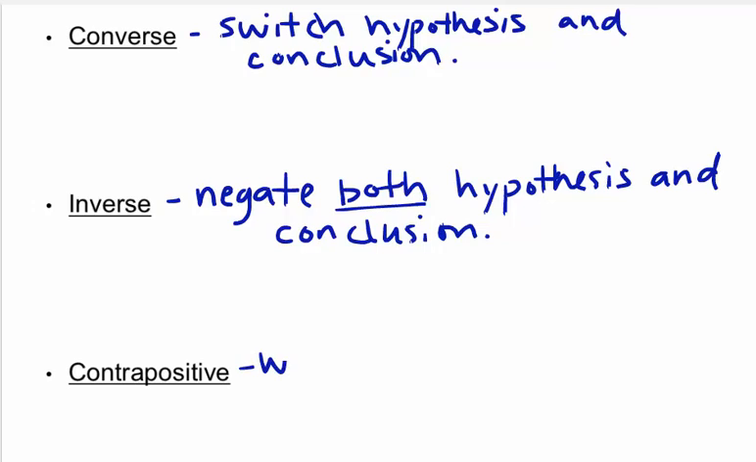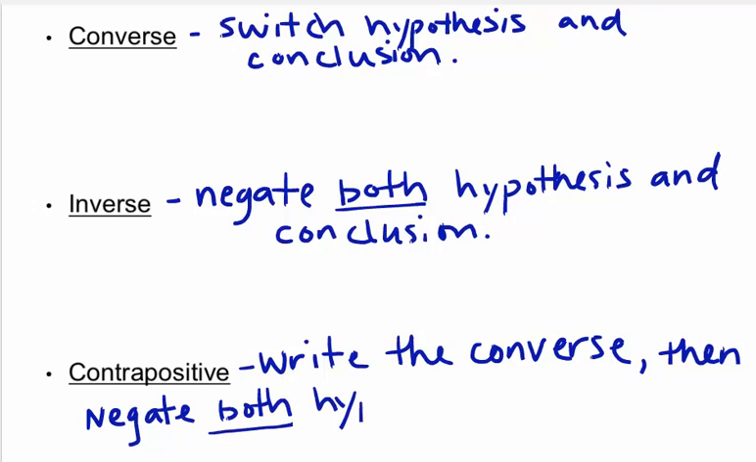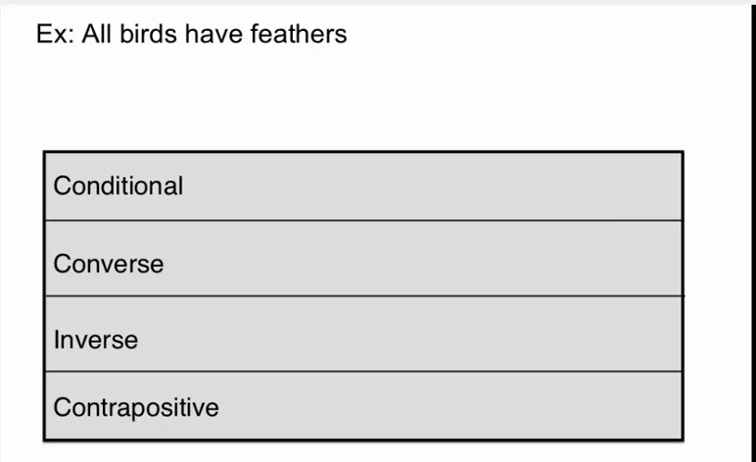All right, a contrapositive statement. This is when you first write the converse. So you write the converse, and then you take the inverse of that. So a contrapositive is when you write the converse, and then we negate the hypothesis and conclusion. All right, so let's get ready to see an example here of all of these terms in action.